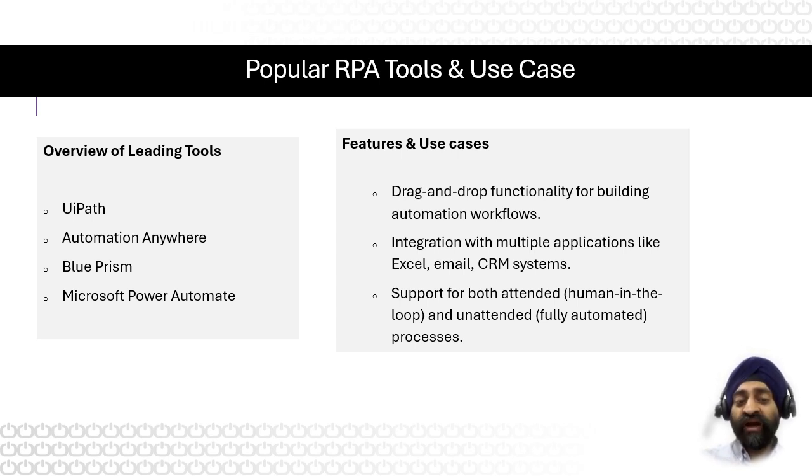Now in the list, we have Microsoft Power Automate. It is integrated with the Microsoft ecosystem. And it's a natural choice for organizations where we already have Office 365, Dynamics 365, and Azure. So customers will prefer Microsoft Power Automate. And it is user friendly, accessible for those who are familiar with Microsoft products.